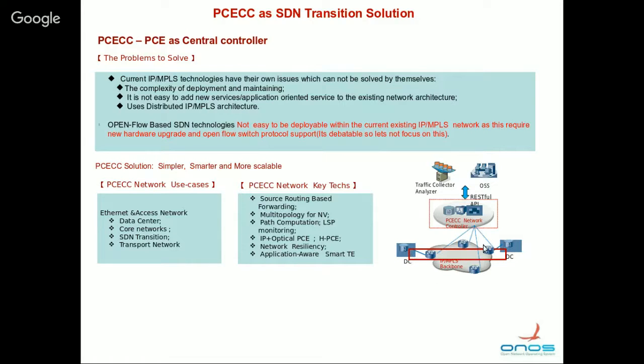This is just one sample diagram. We have a network, and I took a DC network as an example. We want to connect two DCs, and we have an IP MPLS backbone between the two data centers. So PCCC can be used to set up the tunnel or path between these two to communicate.